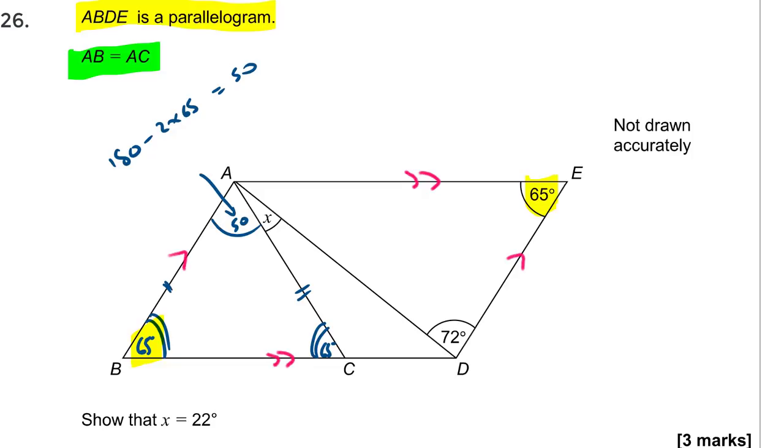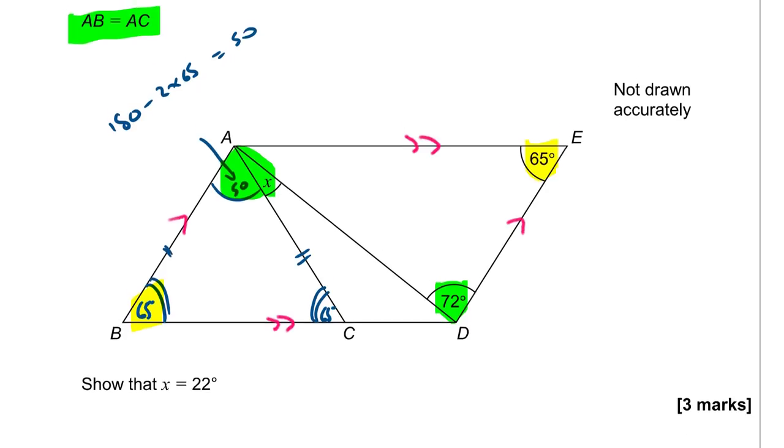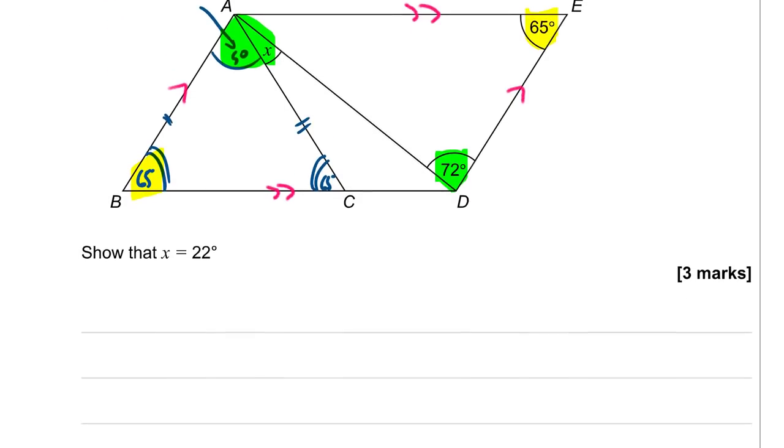Right. What else do we know? Now, using the properties of parallel lines, we can say that this angle here, the 72, is alternate to the combination of these two angles up here. So 50 and x make 72, so we can see that x is 22. So x equals 72 subtract 50, which is 22 degrees.